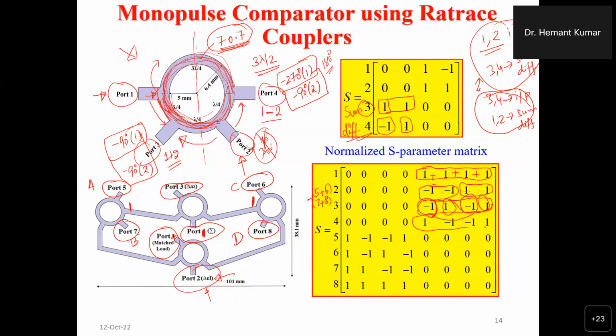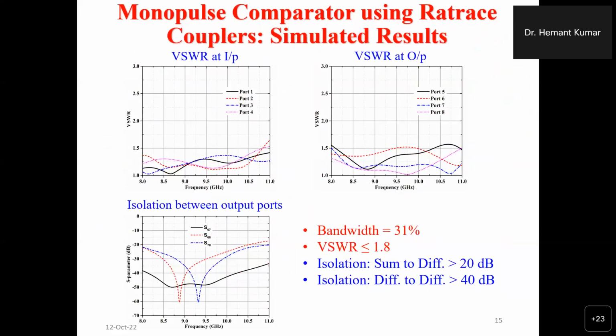The fourth one is the matched diagonal difference, basically 5 minus 8 and 6 minus 7, that is known as a diagonal difference, and that can be connected to a matched load so that there is no reflection from that port. So this is a monopulse comparator that we actually used for our design, and we fabricated this also. I'll show you the fabricated result. Before that, I'll just show you the simulated results.